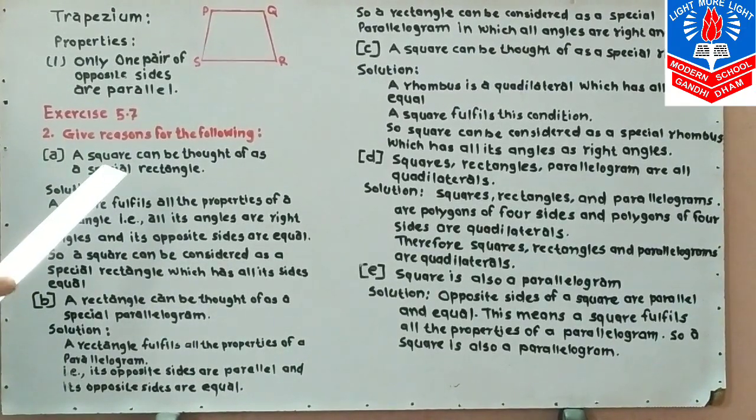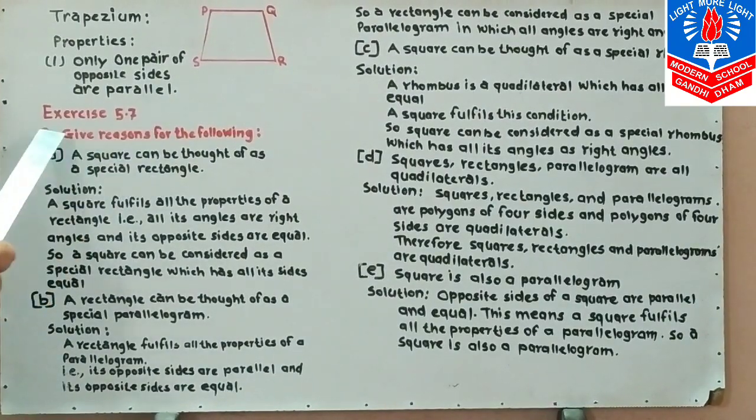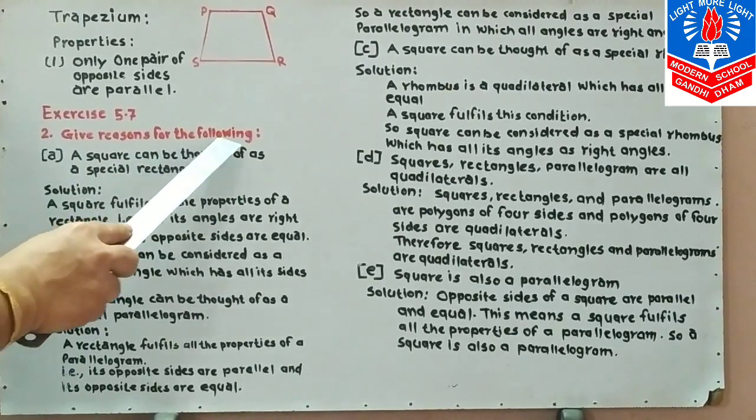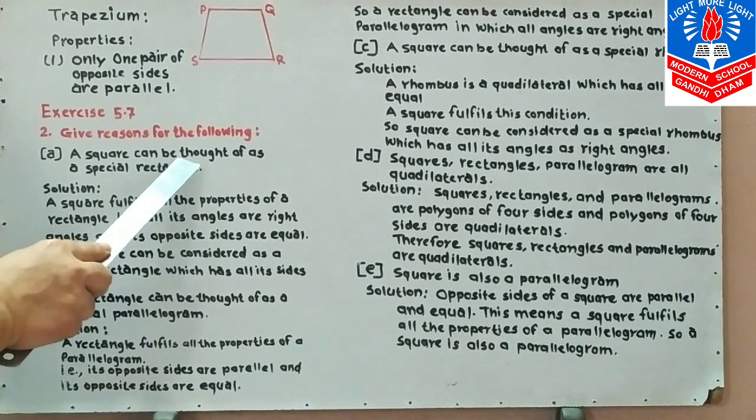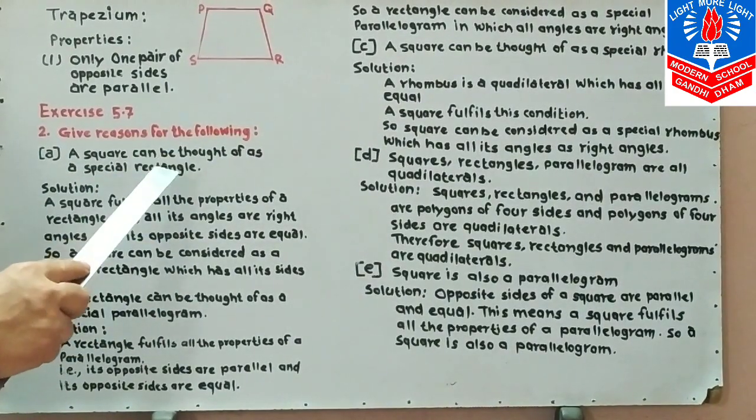So it is given in your PDF. So we start exercise 5.7 with question number 2. Give reasons for the following. First is, a square can be thought of as a special rectangle.